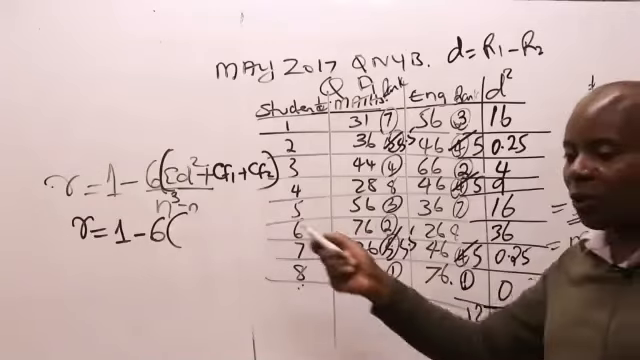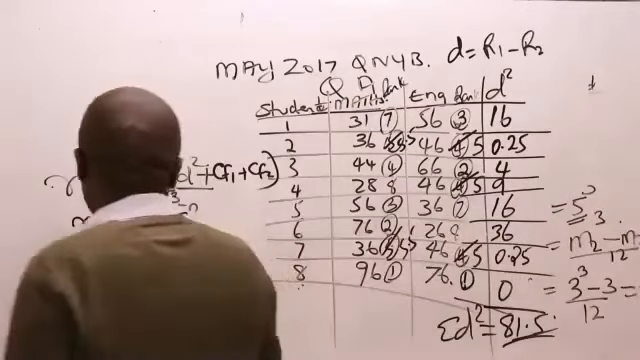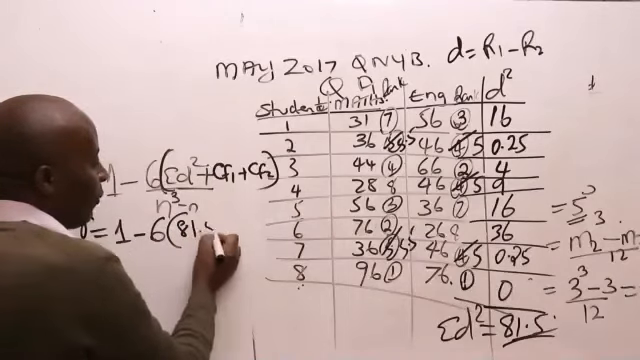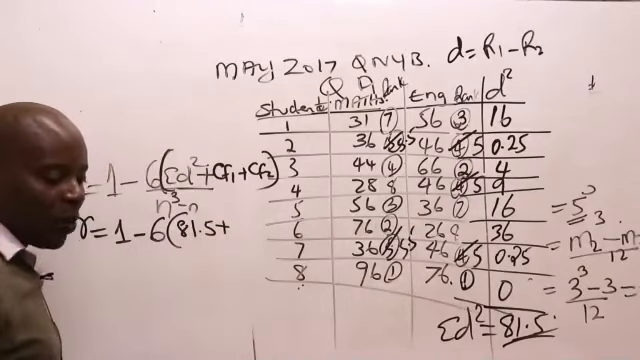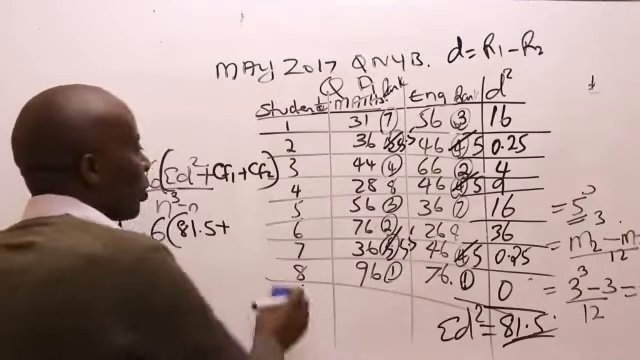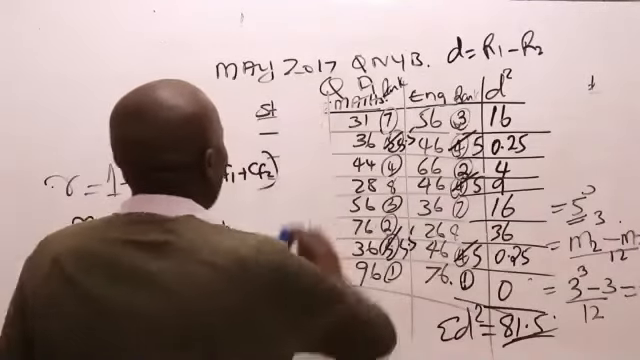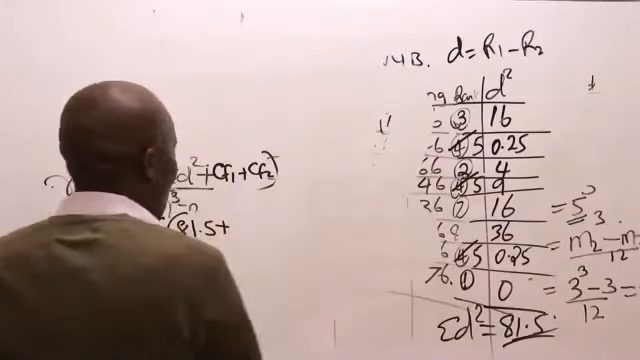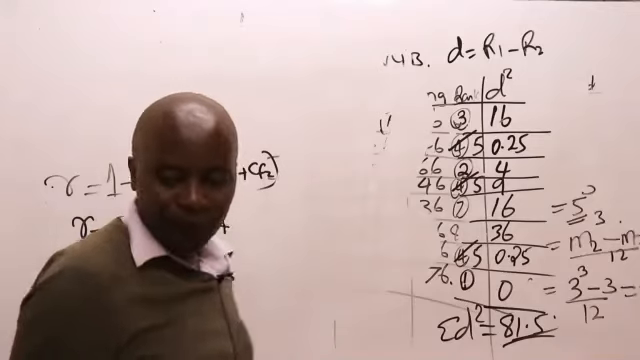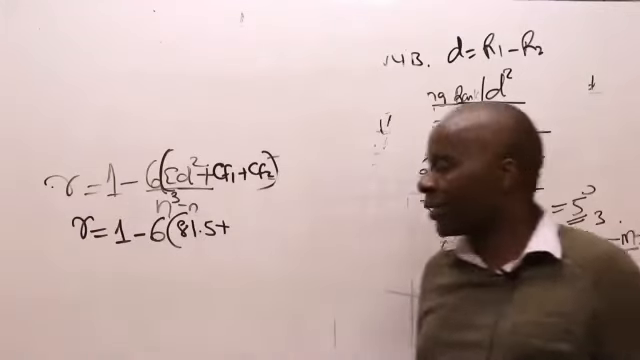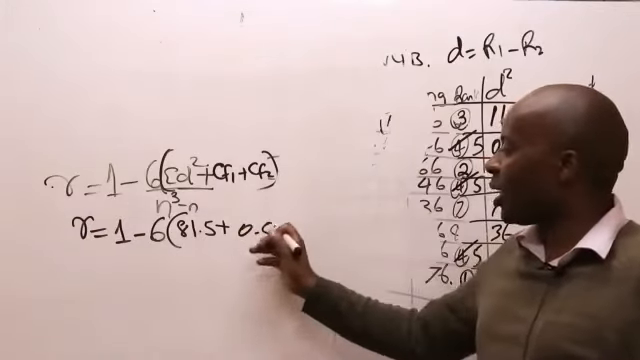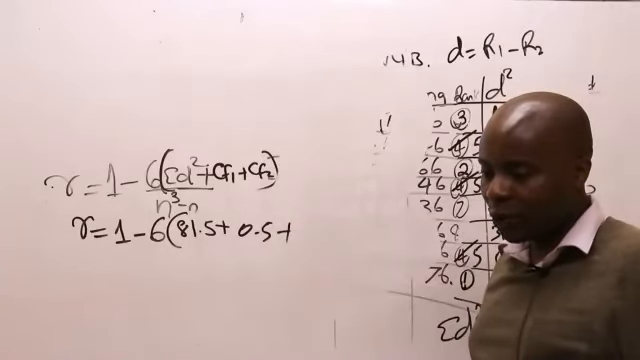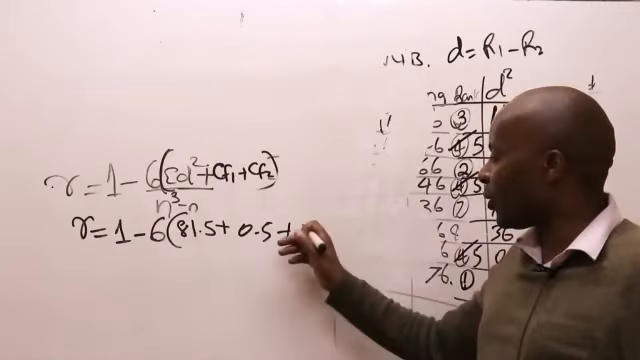So now come back to our arithmetic here. Our R will be equal to 1 minus 6, summation of the d squared is 81.5, plus correction factor 1. Who can remind us the correction factor 1? 0.5. Thank you very much. How about correction factor 2? I'm being told it's 2.